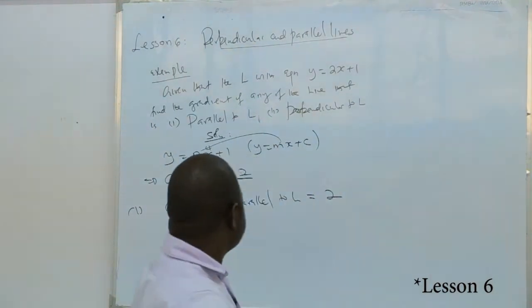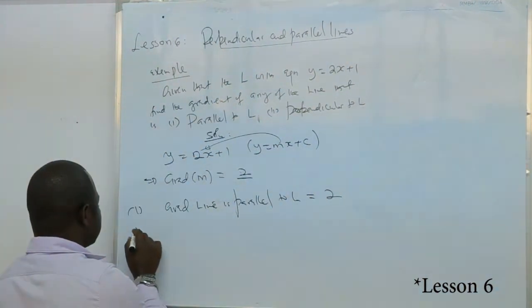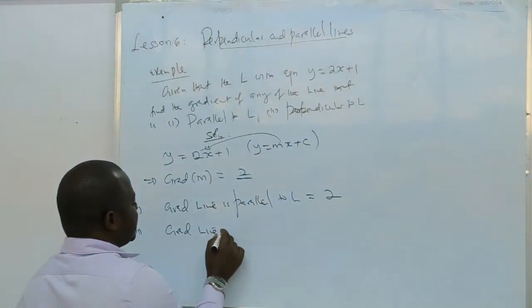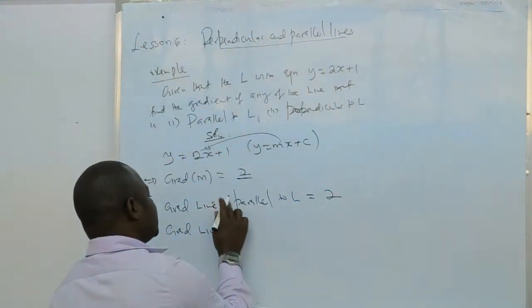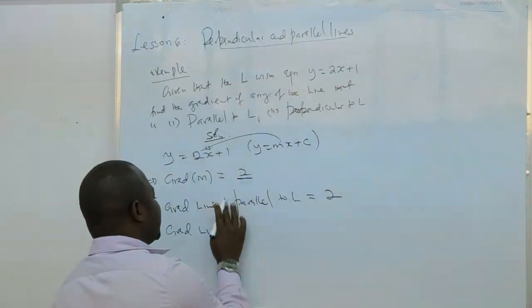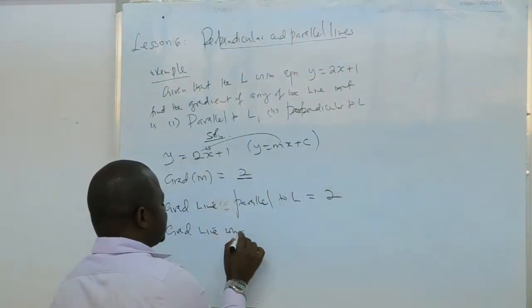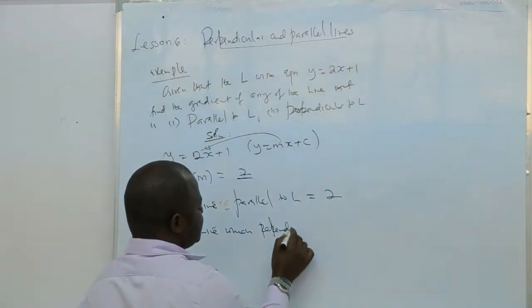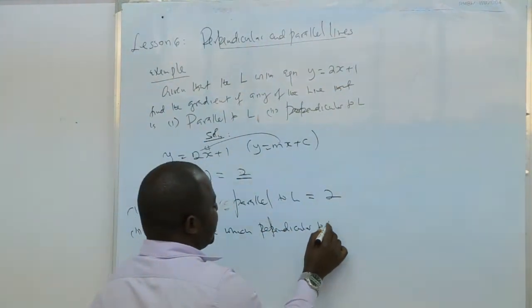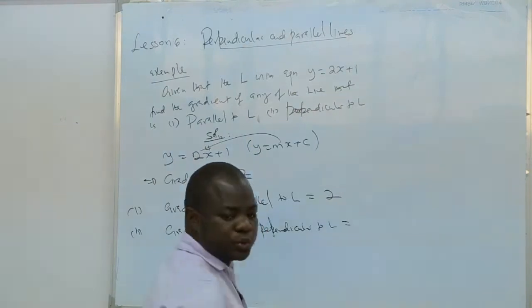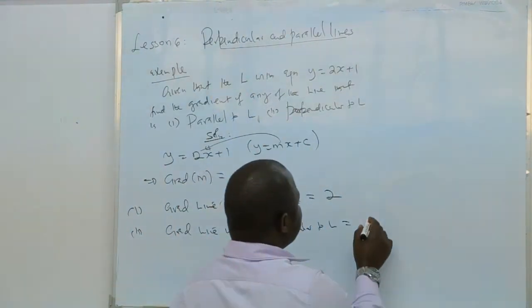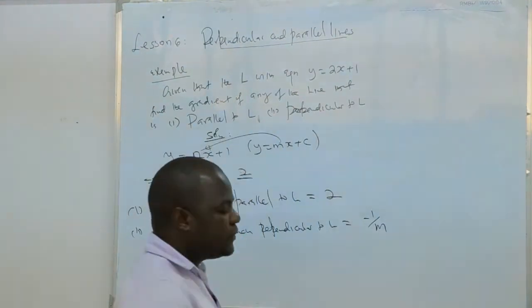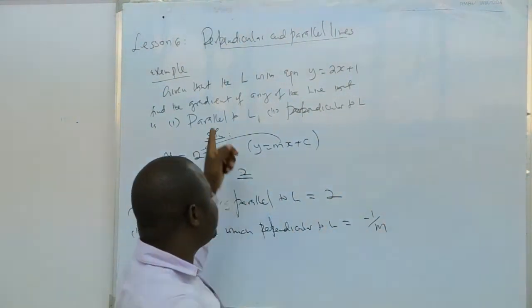That's good. So for Roman 2, the gradient of the line which is perpendicular to L is given by -1 over m, where m is the gradient of the line.